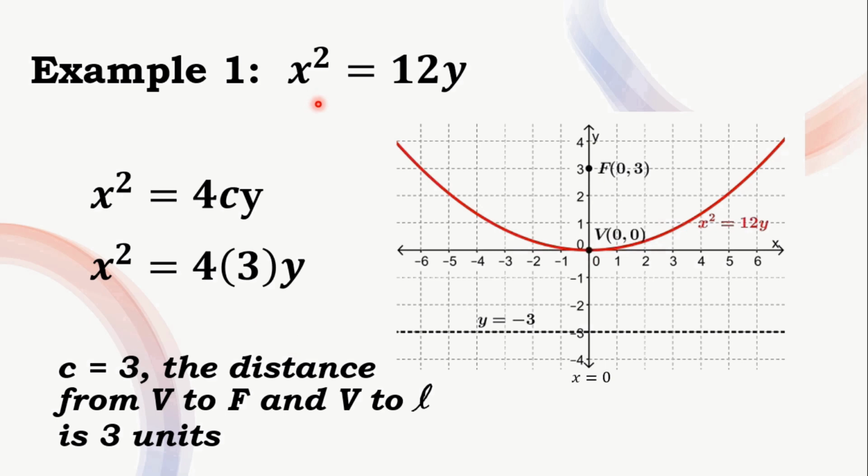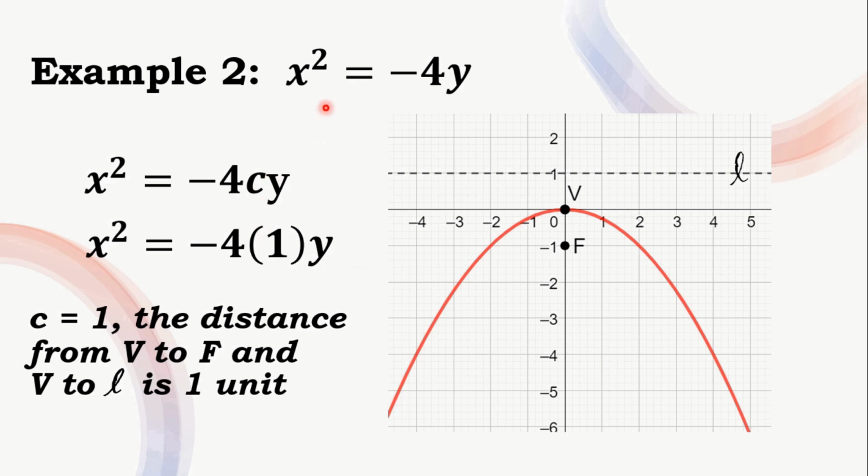Example 1. x squared is equal to 12y. This is patterned to the form x squared equals 4cy, such that c is equal to 3 to make it 12. Therefore, the distance from the vertex to the focus and from the vertex to line L is 3 units. The illustration shows the properties of x squared equals 12y.